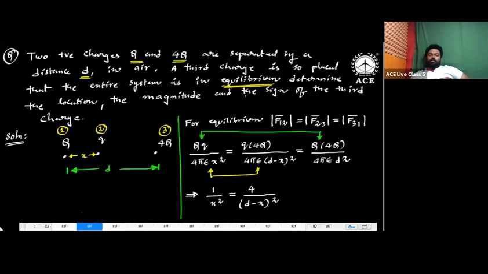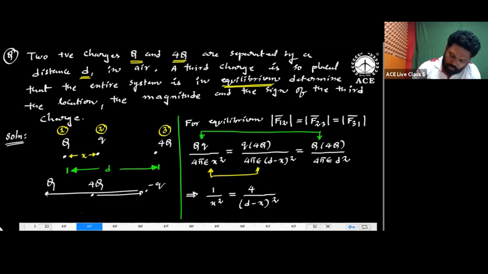See here. There are two charges here, Q and 4Q. If it is placed outside, what happens? Let us say it is a negatively charged one. There will be a force from this one and a force from this one. They are going to add up. There is no question of cancellation. For cancellation to happen, the net force on the charge must be 0. For that, the charge must be between them.